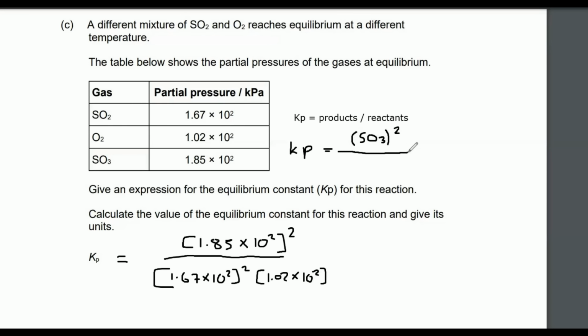I'm writing the expression up here. SO3 in curved brackets, squared outside. And then we've got SO2 underneath, curved brackets with a square outside because its coefficient is 2 in the equation. And then we've got the oxygen.